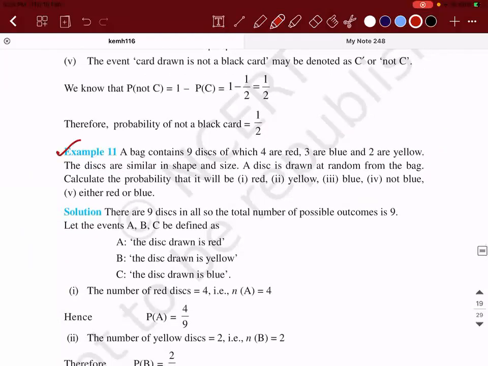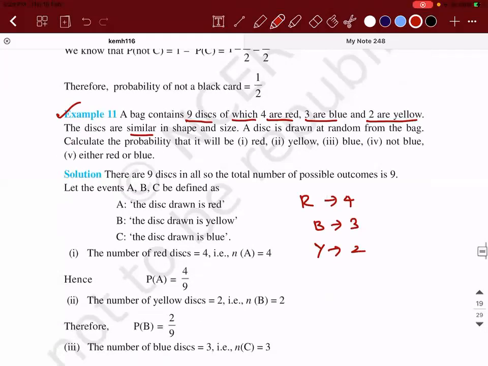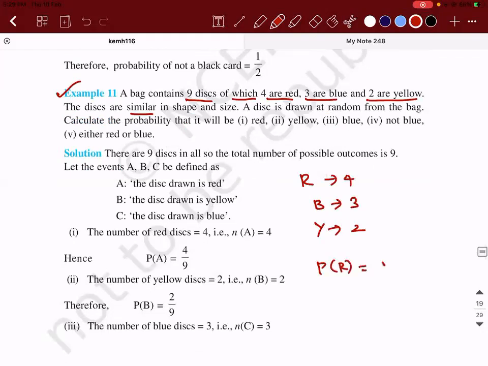11th one. A bag contains 9 discs, of which 4 are red, 3 are blue, and 2 are yellow. So red are 4, blue 3, yellow 2. The discs are similar in shape, means they have likely outcomes. A disc is drawn at random from the bag. Calculate the probability that it will be a red. So probability of red is equal to number of elements in red divided by the number of elements in the sample space. So that will be 4 out of 9.